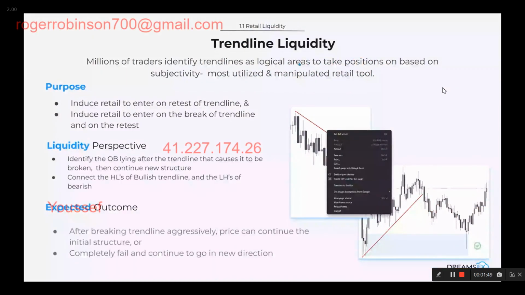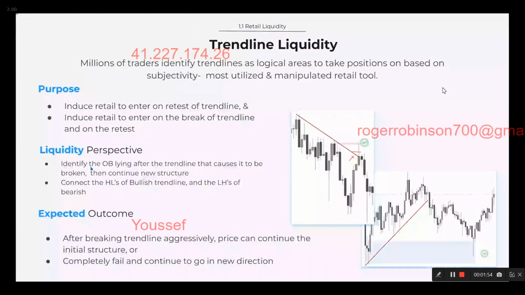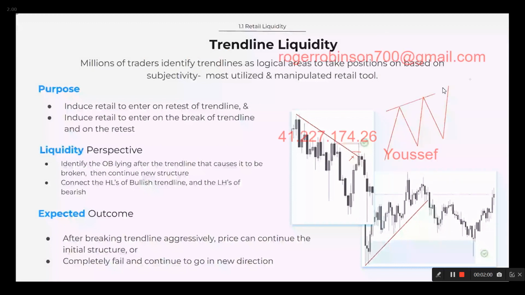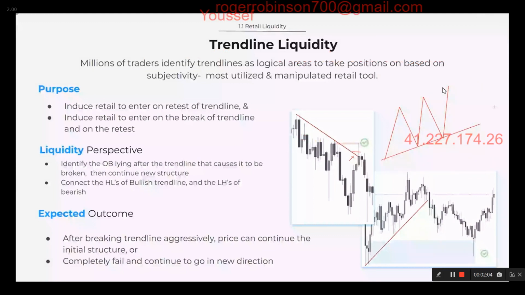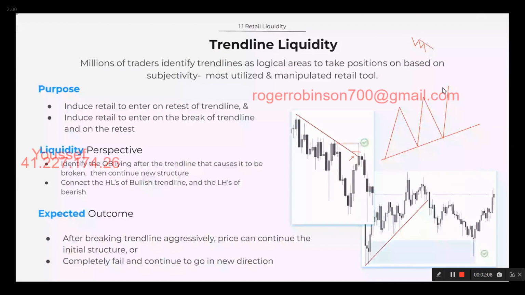From a liquidity perspective, we know that identifying the order block lying after the trend line that causes it to be broken, this is the order block that we want to focus on. What we do to draw our trend lines, right? Some people do not know this, but when you're connecting your trend line, you're not doing this. If you're in an uptrend, you're not connecting the higher highs. You are only connecting the higher lows in an uptrend for your trend line. If you're selling, you're not marking this. You're marking the lower highs that are making your lower lows.